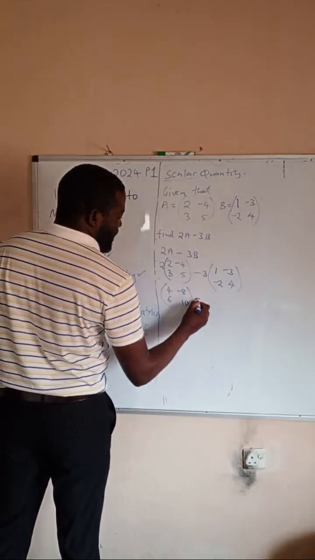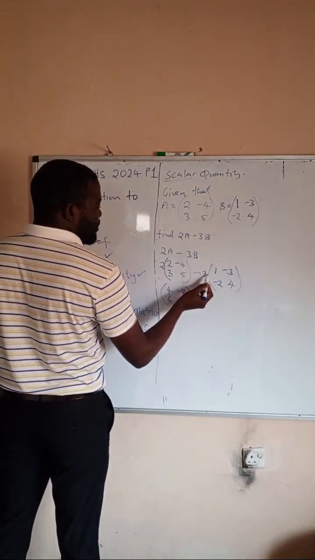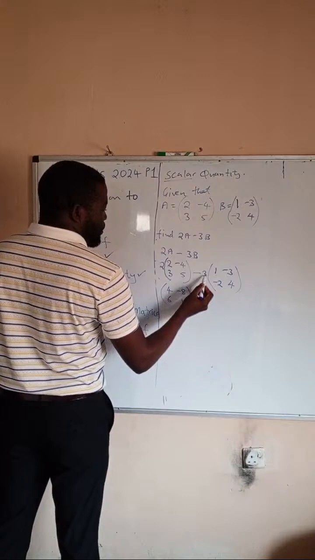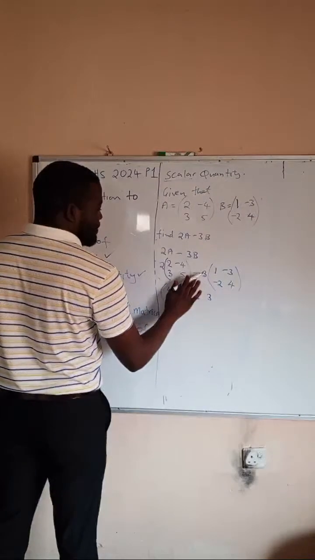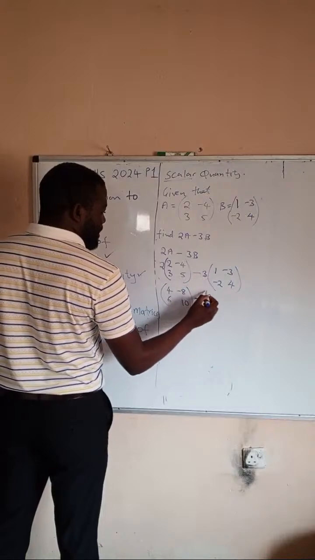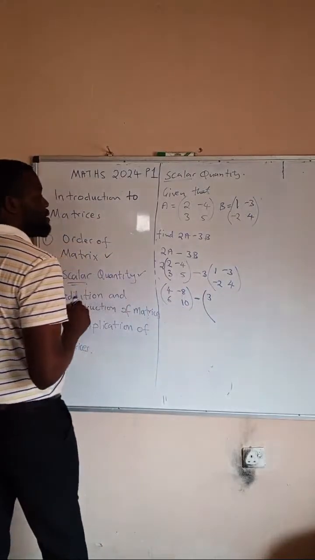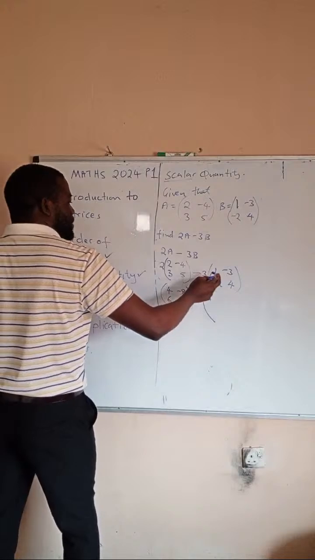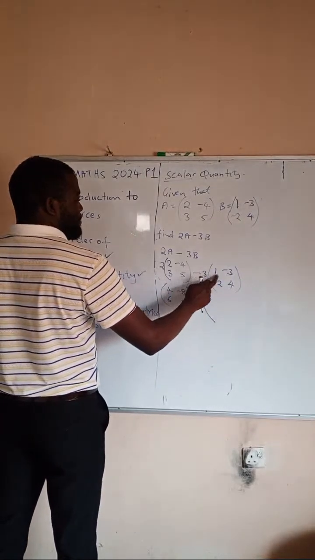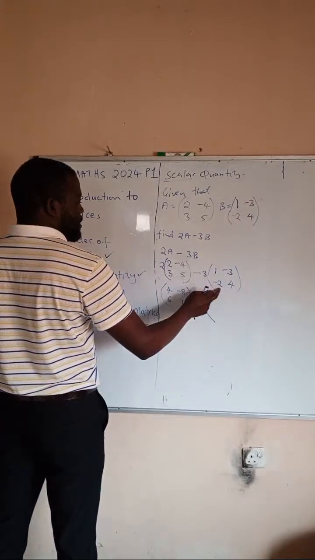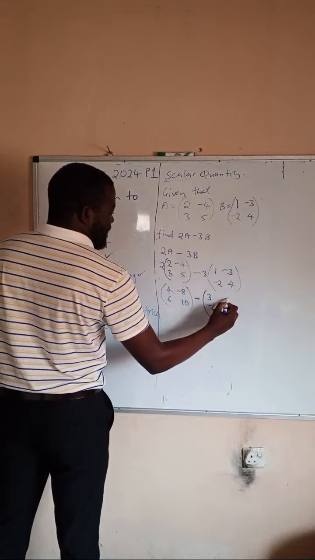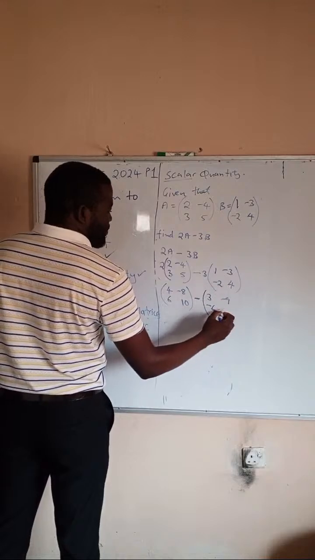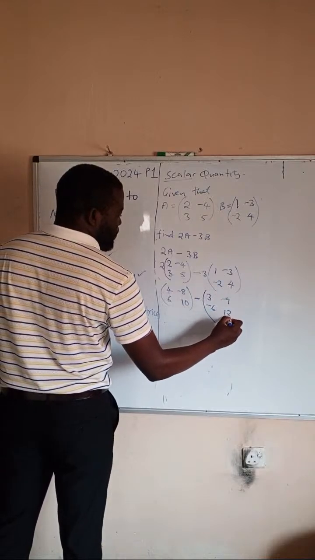And then you bring your minus. Here you multiply only the 3. You don't multiply with the negative, because the negative will be used later. You make this 3 multiply everything inside. So 3 times 1 is 3, 3 times negative 2 is negative 6, 3 times negative 3 is negative 9, and 3 times 4 is 12.